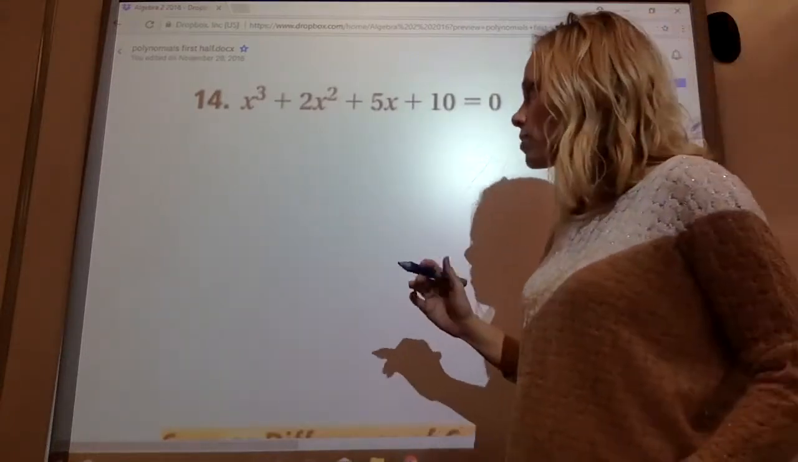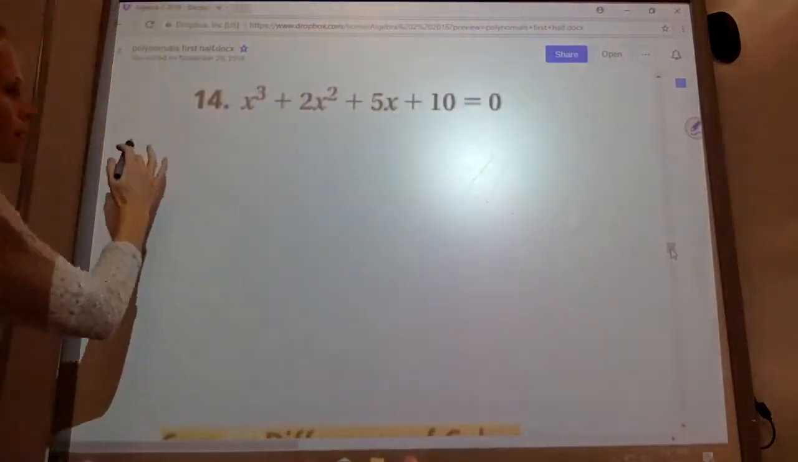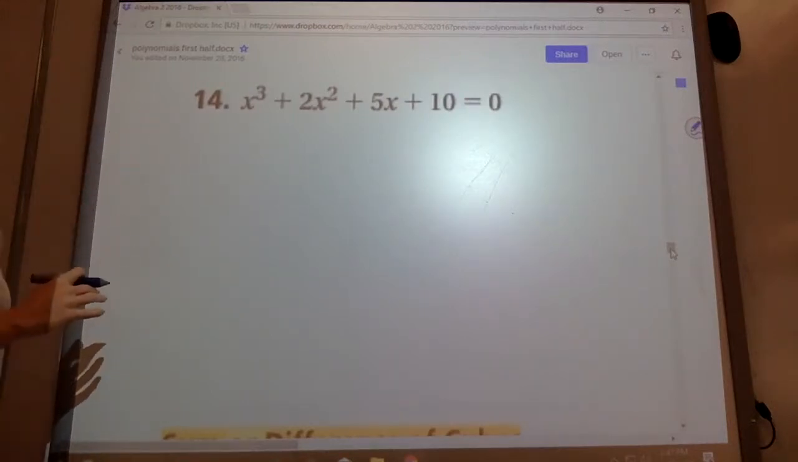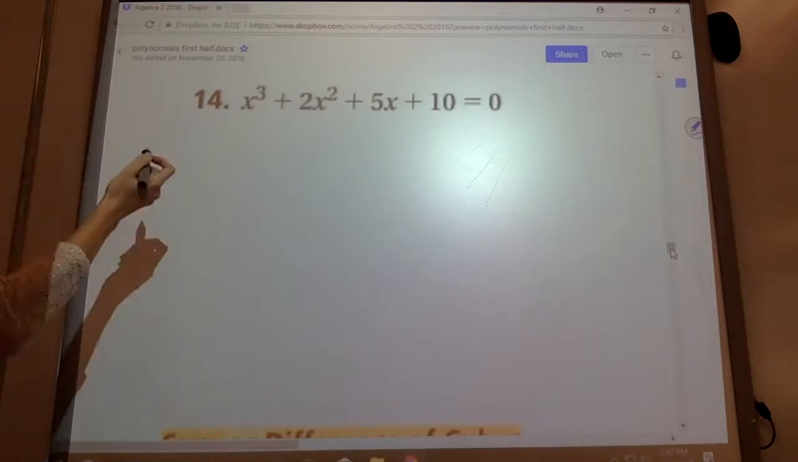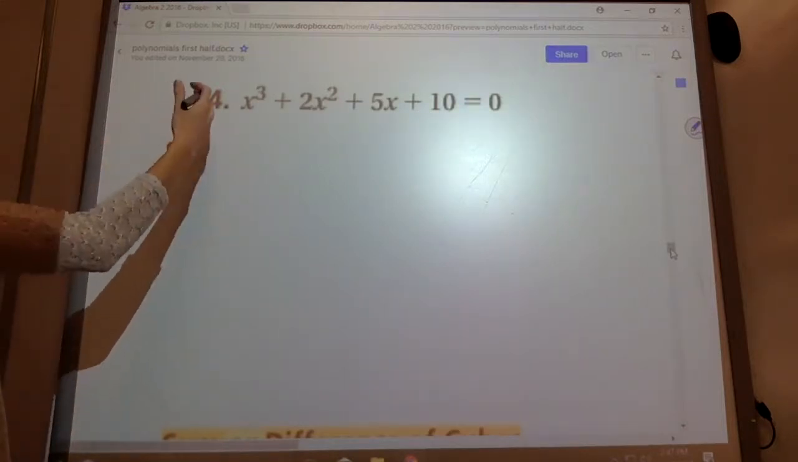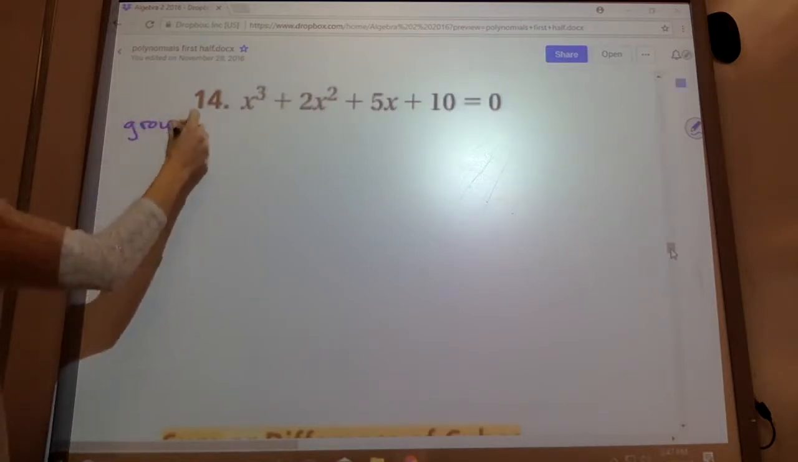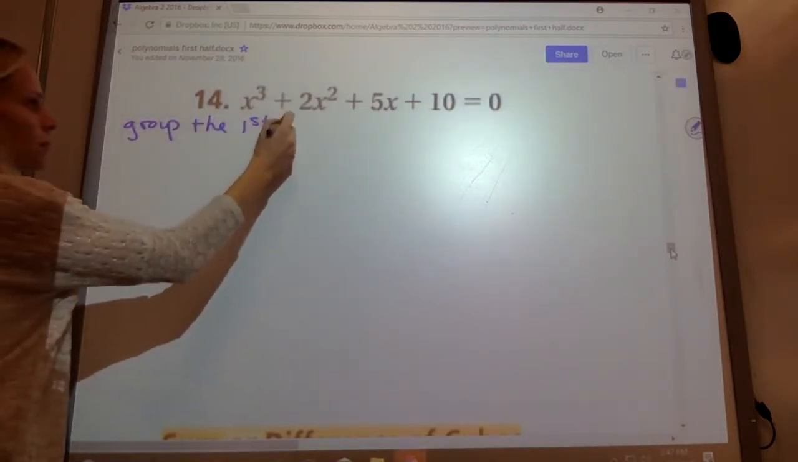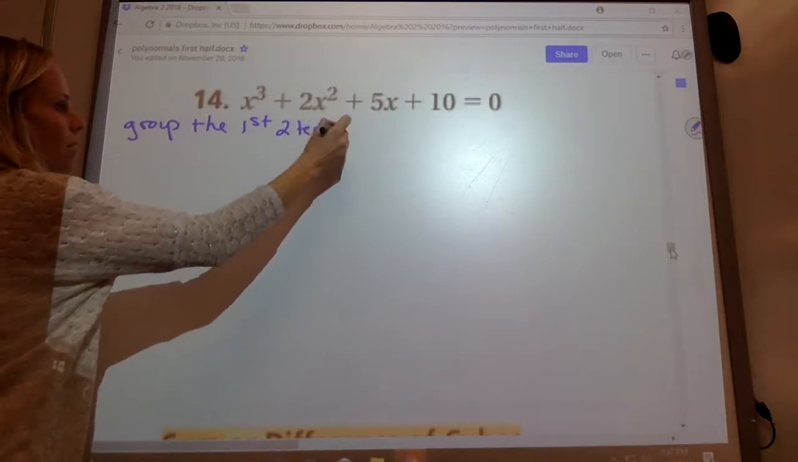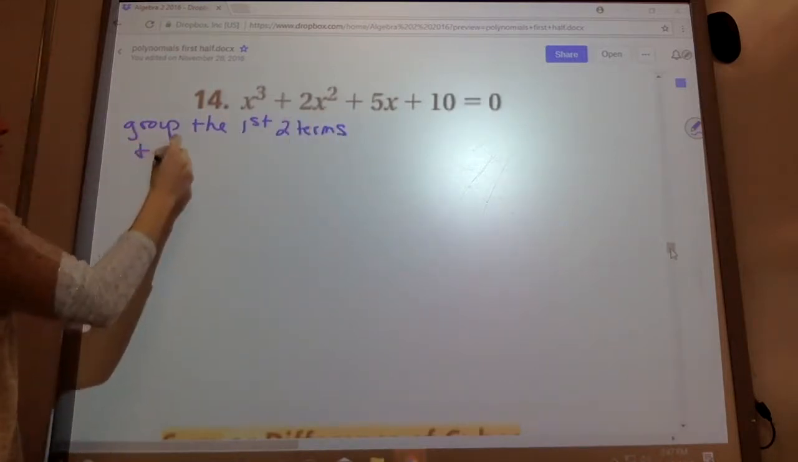So factor by grouping. And I'll write the notes over here. In your notes, you'll probably want to reword it so you understand, but in my words, my notes would look something like this. Group the first 2 terms together and group the last 2 terms.